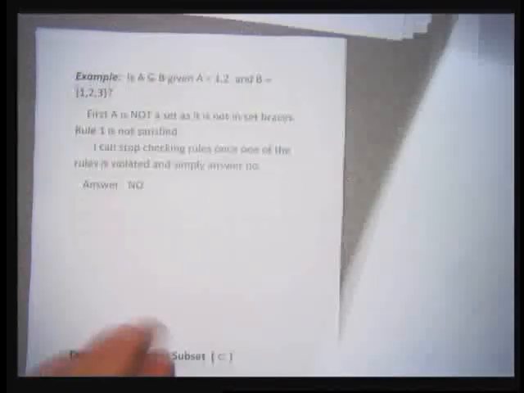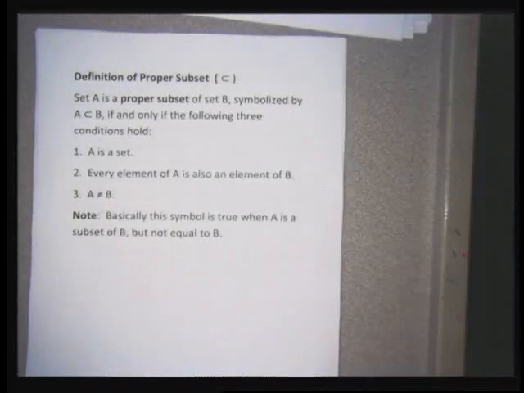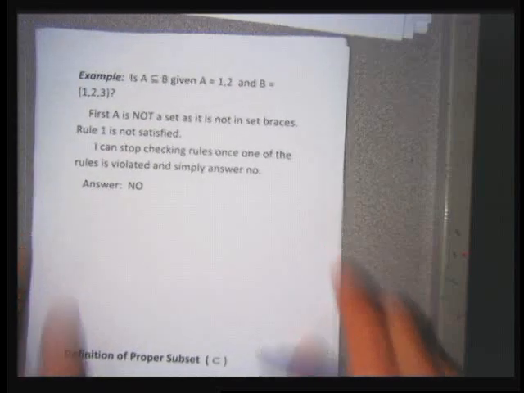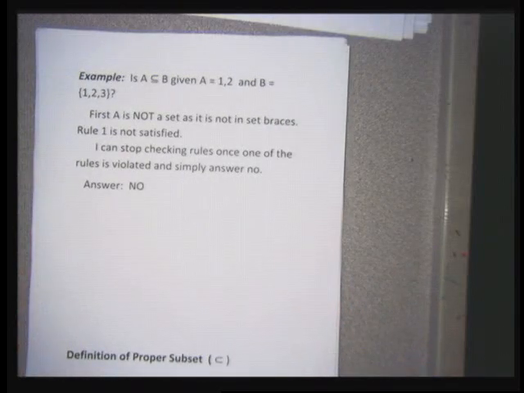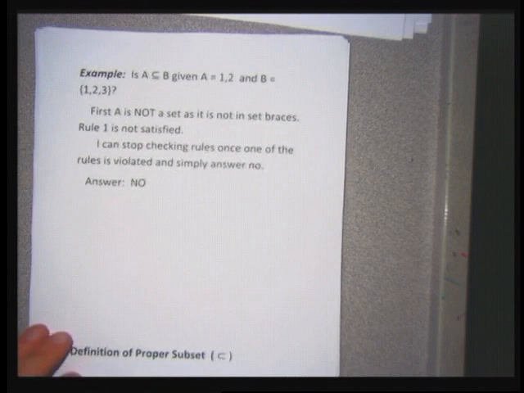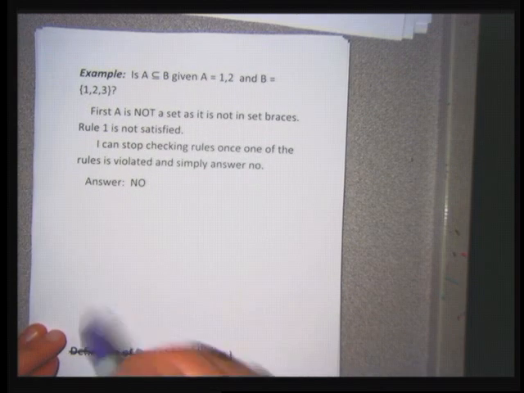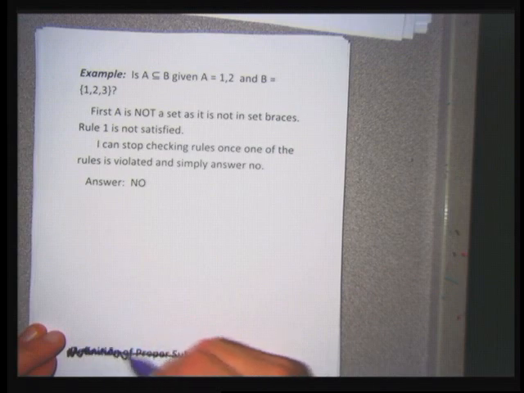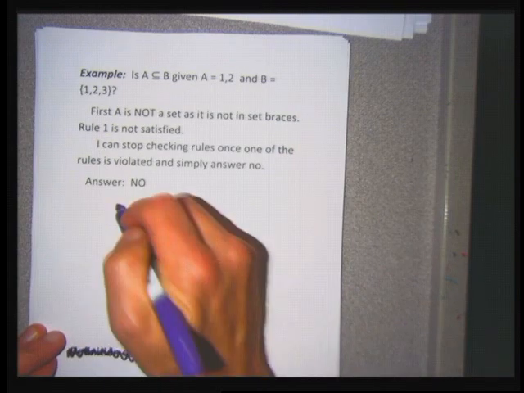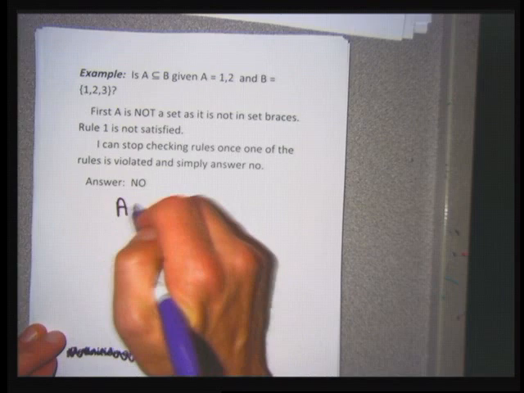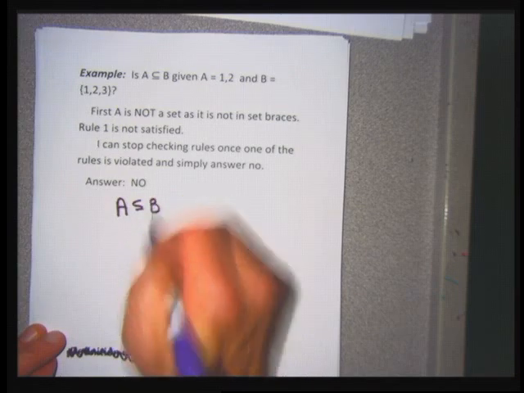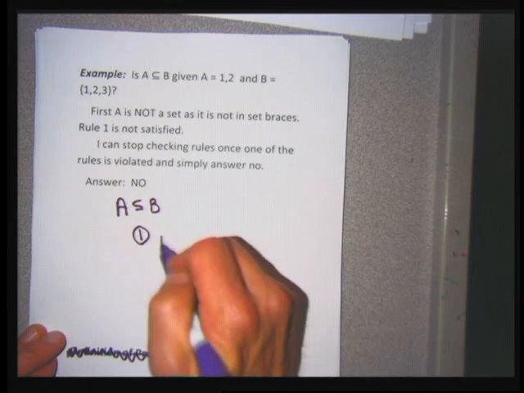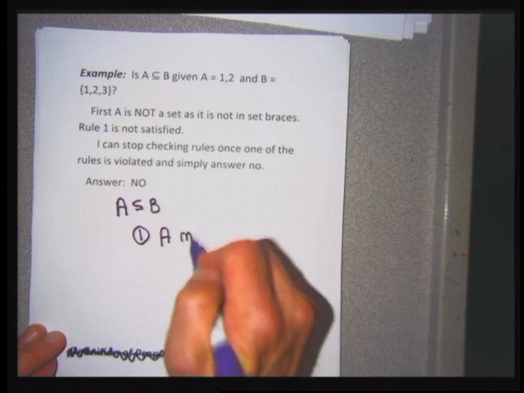Okay, another example. And then we'll get to the new definition of proper subset, and then we'll do the homework. So, example, is A a subset of B? Cross this junk out on the bottom here for a second. Well, for A to be a subset of B, there's two things to check. Is A a subset of B? The first thing I need is A must be a set.